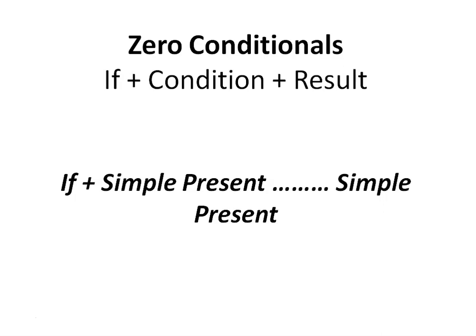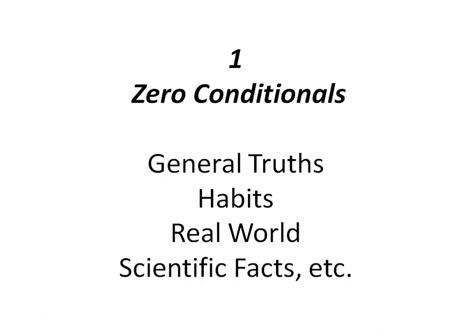Before going into the examples, let's understand where the zero conditionals are used, in what situations. The zero conditionals are used while expressing general truths, habits, real world examples, and scientific facts. They can also be called simple present. While learning simple present tense, you might have learned the same things, that simple present tense is used to express universal truths, habits, the things that cannot be changed. So the same things can be applied here.